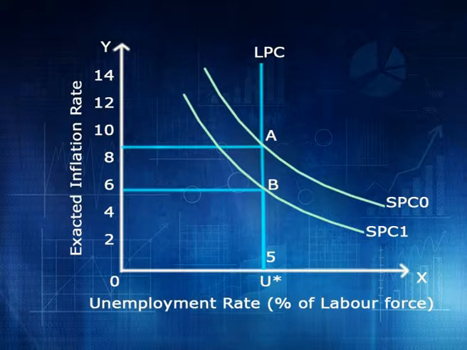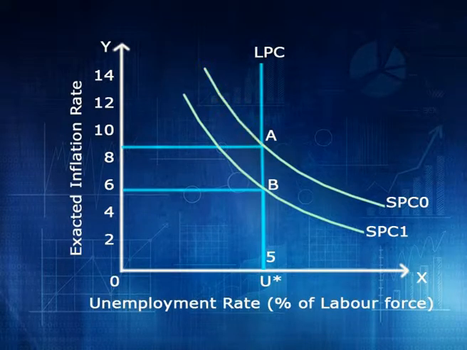When there is an unanticipated increase in aggregate demand, the inflation rate rises more than the expected rate and gross national product increases, causing a fall in the unemployment rate. We move upward to the left from point A on the short run Phillips curve SPC0.